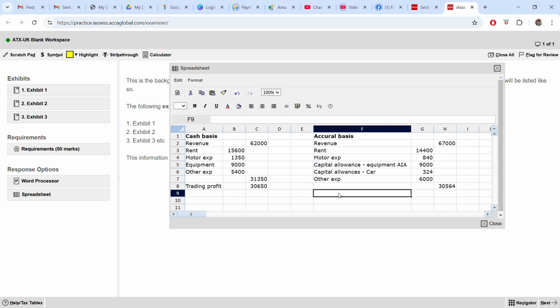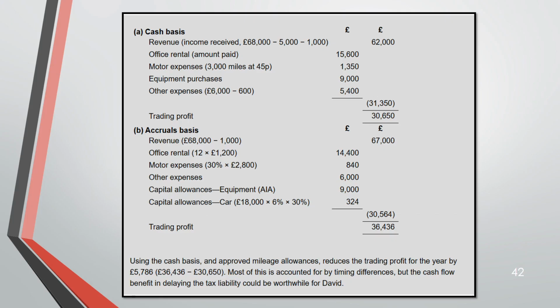Here again trading profit. So it is revenue minus the sum of your expenditure, which is 36,436. So this is the answer for activity 3. At the cash basis, we have got this trading profit, and under accrual we got this.